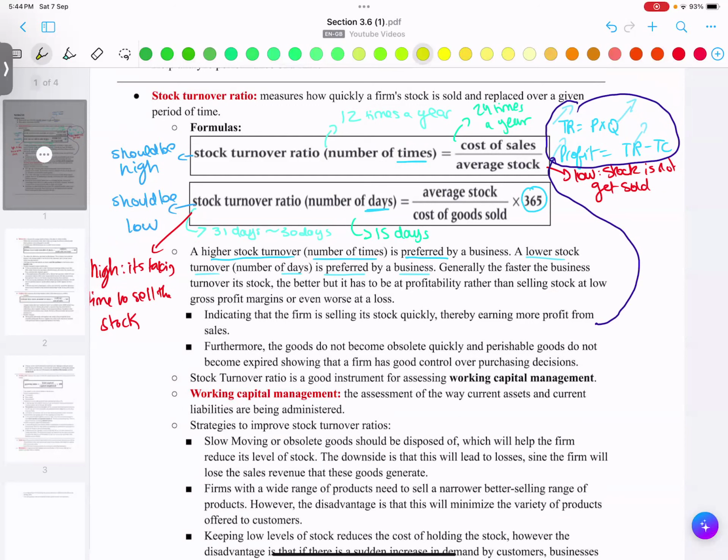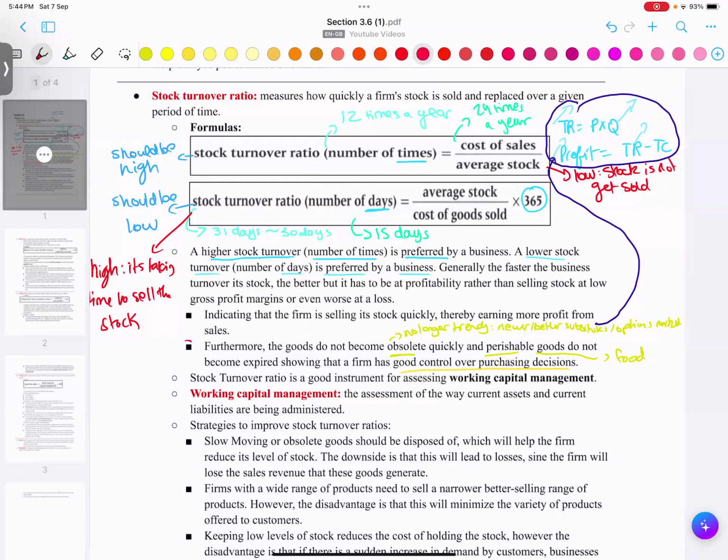Okay, so obsolete means that they're just no longer trendy. There's newer, better substitutes or options in the market. So I'm just going to write market here. But perishable goods are goods such as food that expire. So they don't last for a long time. So if they sell their stock fast, they get rid of their stock fast, that means that the firm has good control over purchasing decisions.